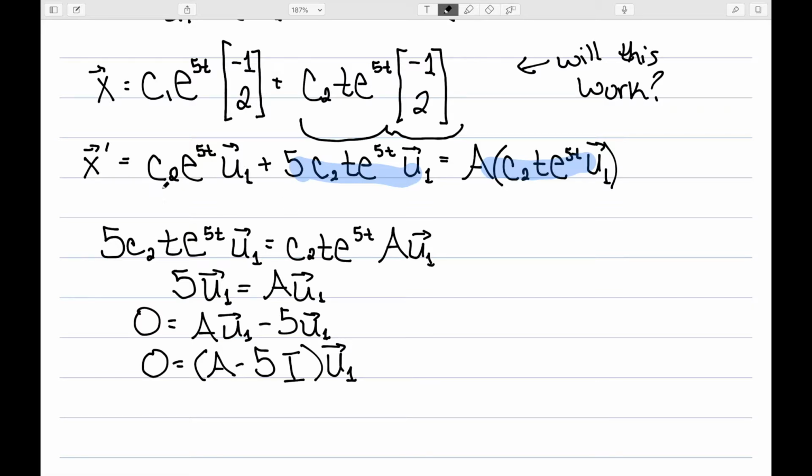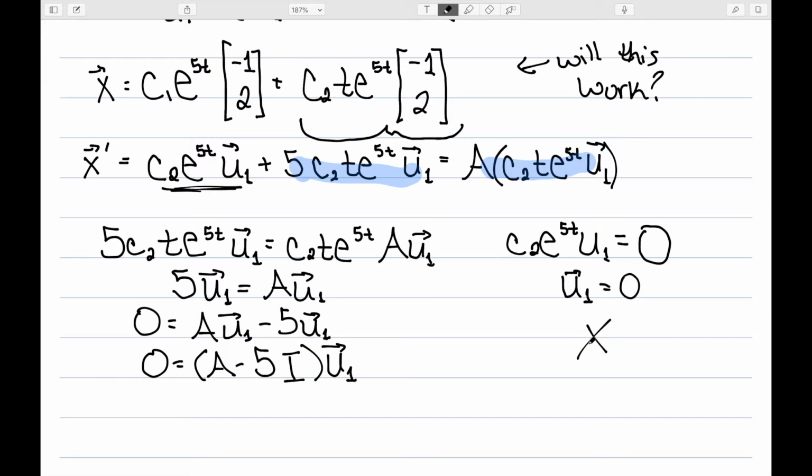However, if I come back up here, this term right here does not have a t in it. It's just c2 e to the 5t u1. And it should be equal to the thing on the right-hand side without a t, which is just 0. So this only works if u1 is equal to 0. That's the only way to make this 0. And that is not helpful for us. So this actually will not work. Instead, we're going to have to adapt it a little bit.